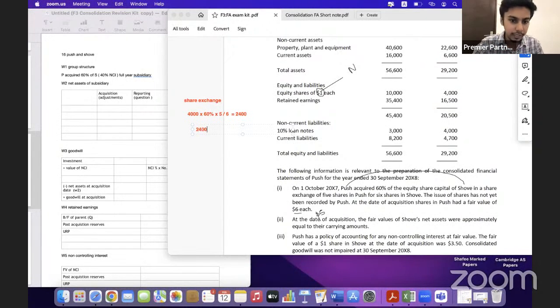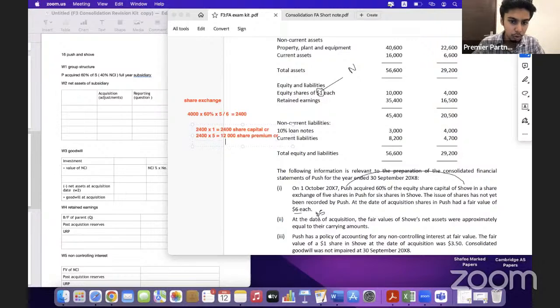So 2,400 shares, nominal value is $1, multiply by 1, 2,400. What will happen? Share capital will become credit. I'll explain the whole thing one more time, don't worry. And then again 2,400, the premium value is $5. When you multiply 2,400 by 5, the answer will be 12,000. So 12,000 is premium now, guys. So share premium will become credit.